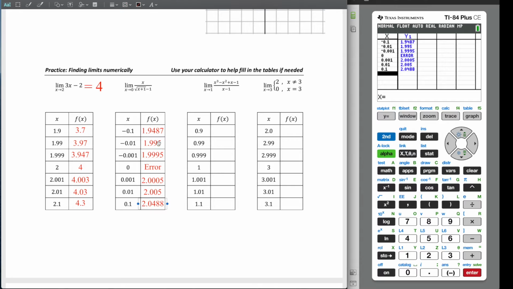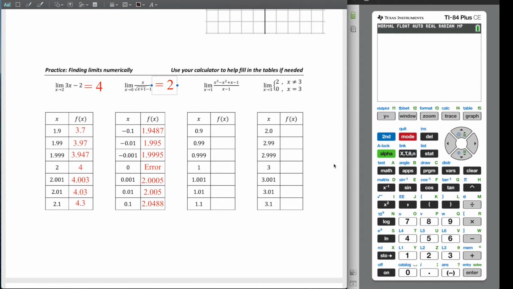So let me just fill in all of those over here real quick. So if I'm looking on this side, they certainly look like we're getting closer and closer to 2, right? 1.9995, that's pretty close, and this is 2.0005. So I would say that even though we get this error at 0, the limit as x is approaching 0 is going to equal 2, because that's what the numbers on either side of it appear to be approaching.